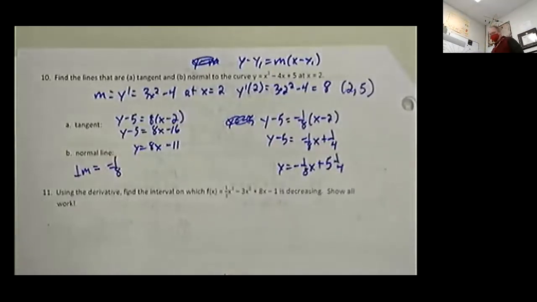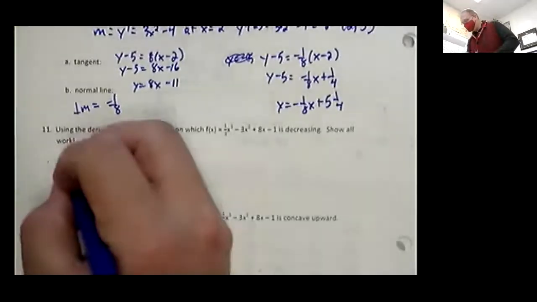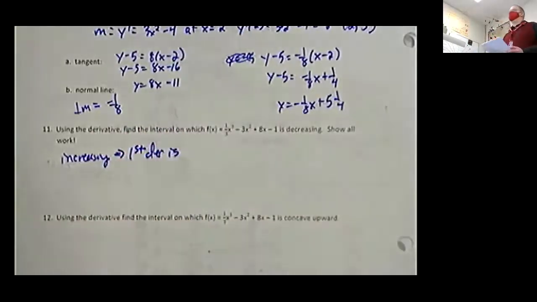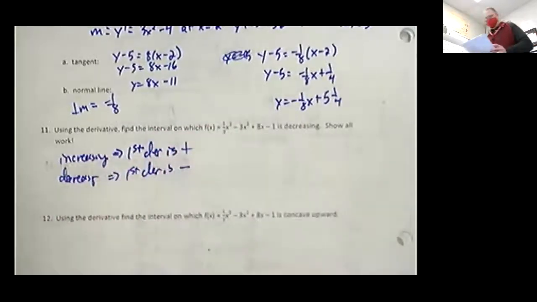And then your favorite, the graphs of derivatives. Using the derivative, find the interval in which the function is decreasing. Show all your work. The function first, let's go with the function is increasing, where what happens? Function is increasing where the first derivative is positive. It's decreasing where the first derivative is negative.